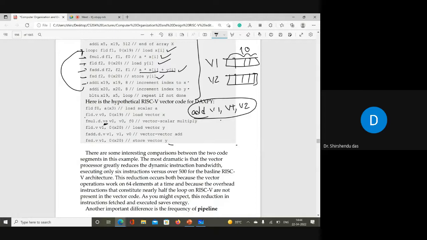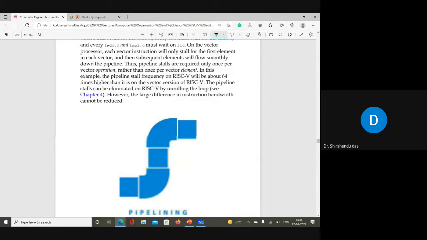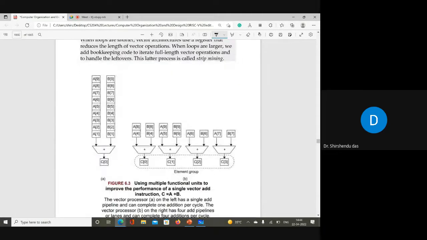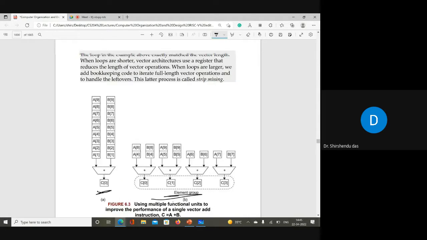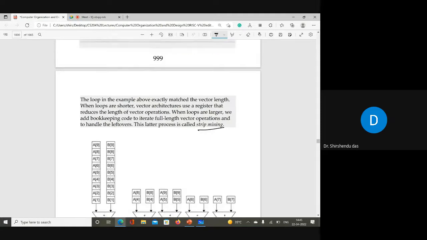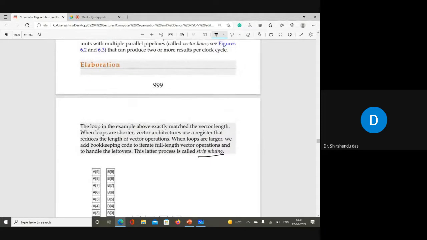And if I go down, I'll show you a diagram. It may be possible that you have only one adder, so you perform one addition at a time internally, or it may be possible that there are multiple adders. If the vector length is 10 but you have 5 adders, then you can perform 5 additions at a time, right? This is called pipelining. This type of pipelining is also possible, and this concept is called, I think, strip mining. You should know this concept.